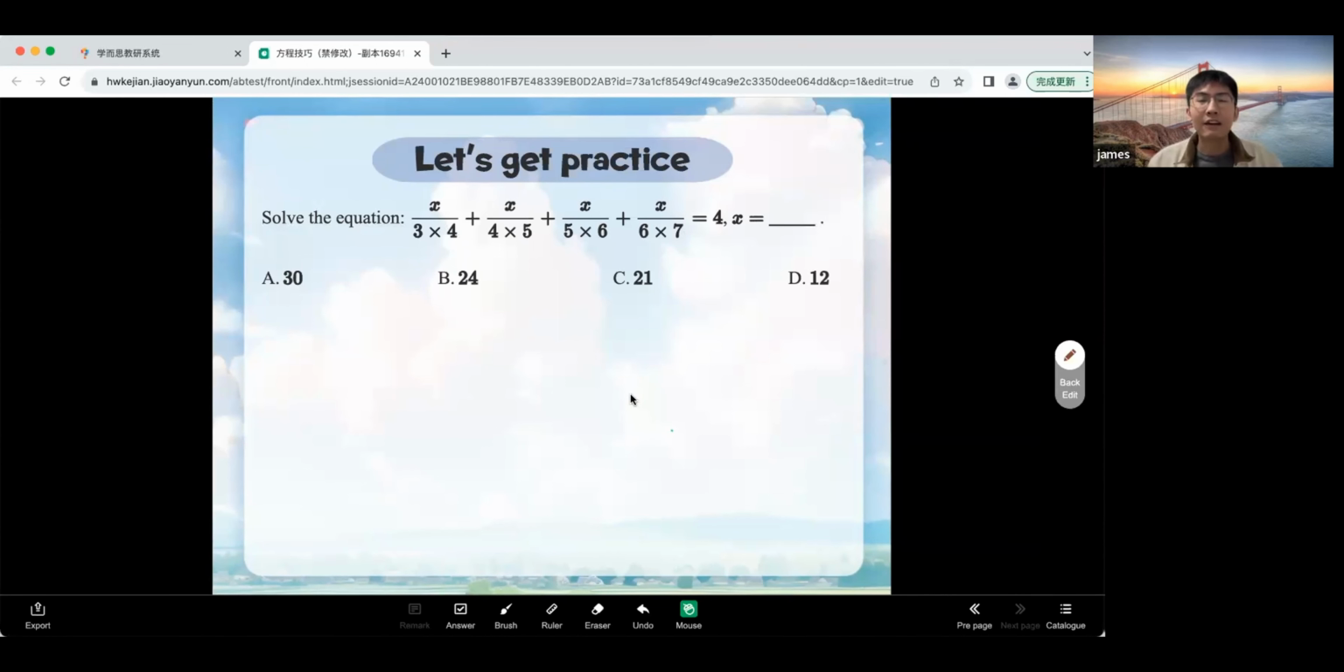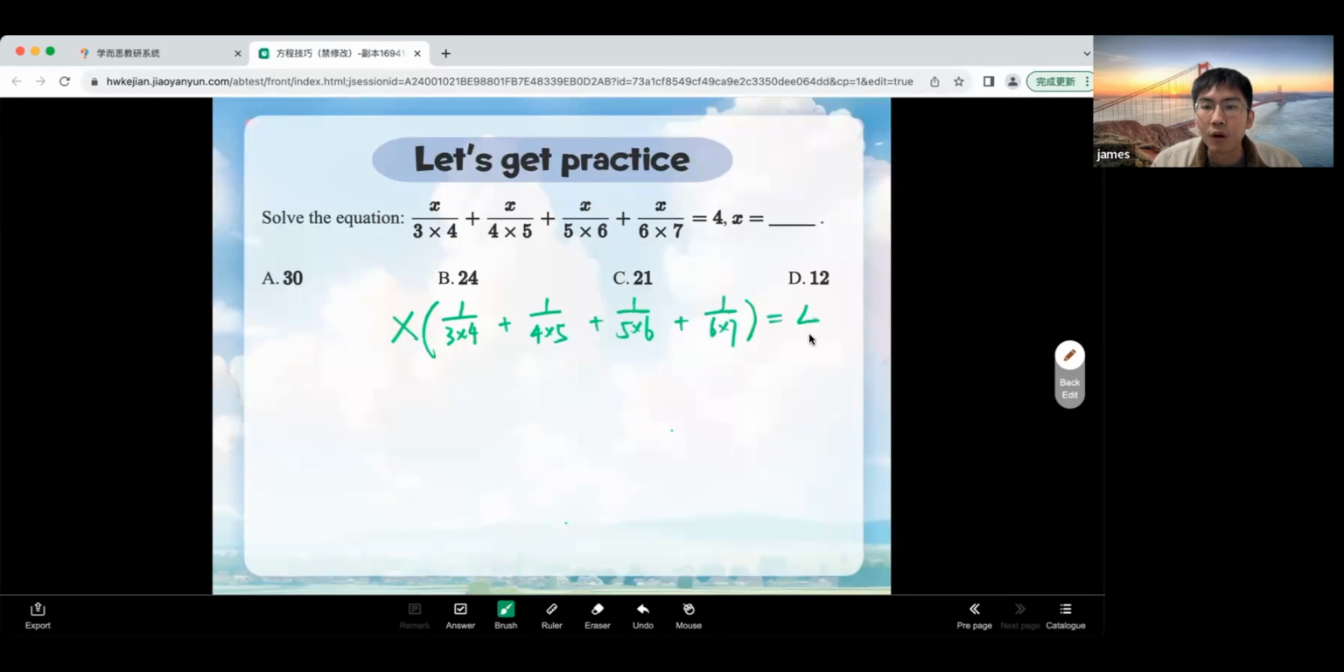So we say whenever we have a common factor, we can factor out the common factor by using the distributive law, right? Since they all have the x as a common factor, we can factor out the x and turn the left side of the equation into x times, in the parentheses, 1 over 3 times 4 plus 1 over 4 times 5 plus 1 over 5 times 6 plus 1 over 6 times 7. And that is equal to 4. So this is step 1 for the same equation. We factor out the x.